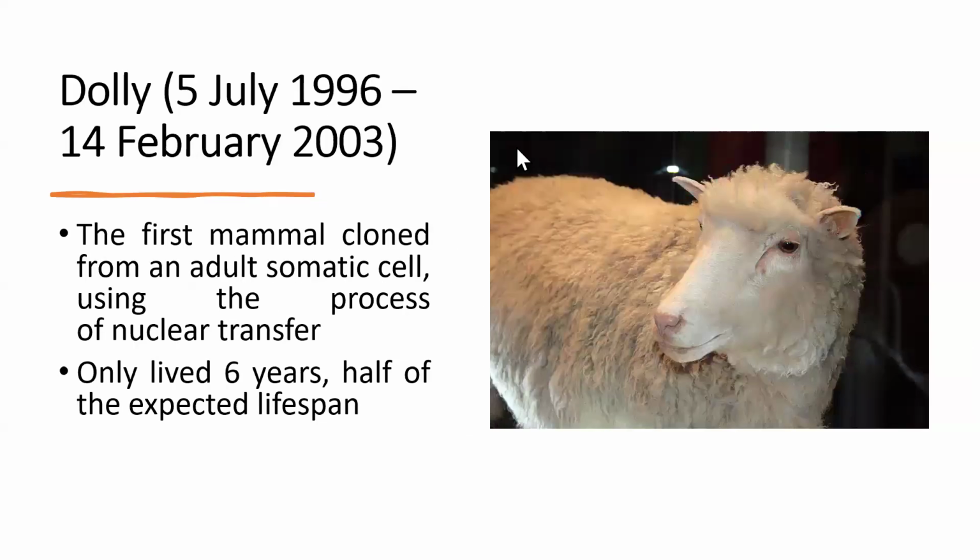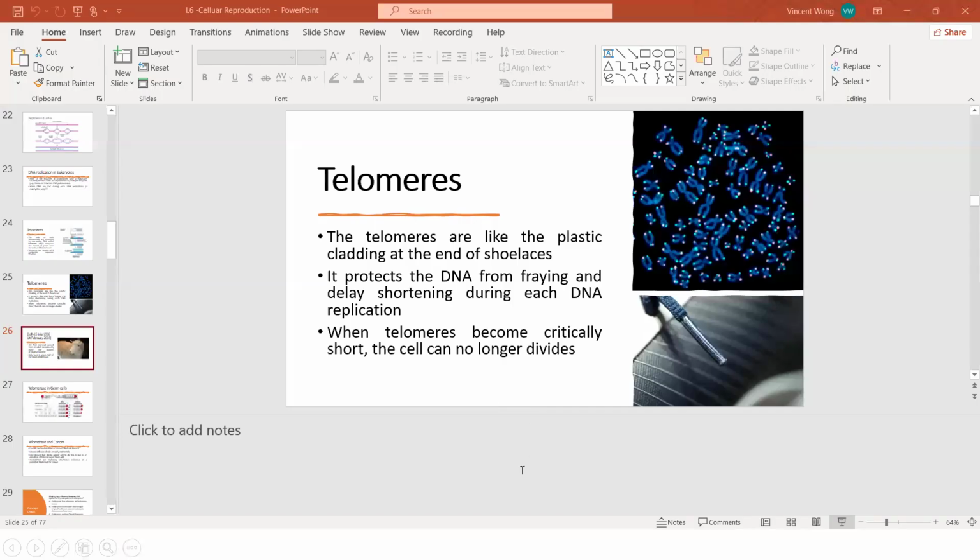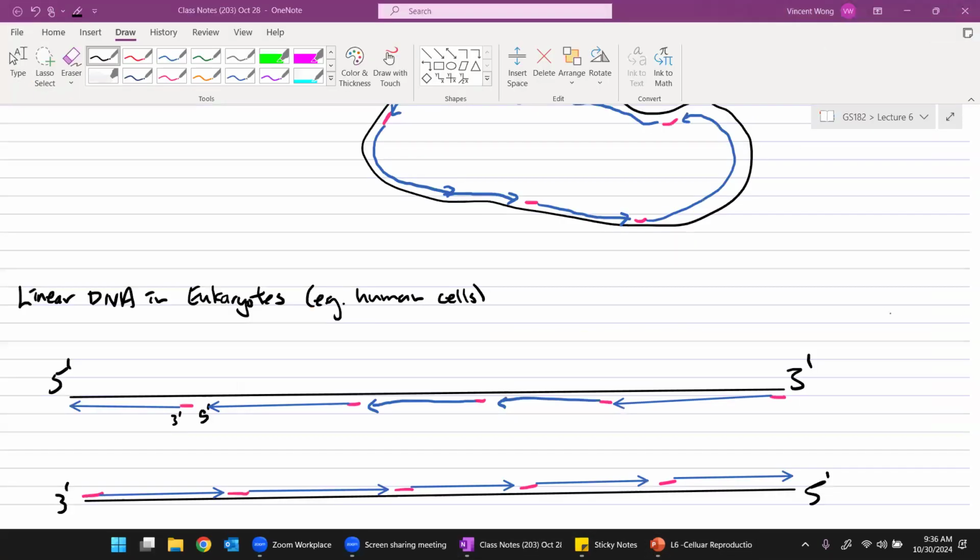Before we continue, let's take a moment and talk about Dolly. Anybody heard of Dolly? Dolly was a famous sheep because she's the first mammal to be cloned. Clone means genetically identical to the mother, right? She only lived 6 years, which is half of the expected lifespan of a sheep of that kind. So let's talk about the story of cloning Dolly.